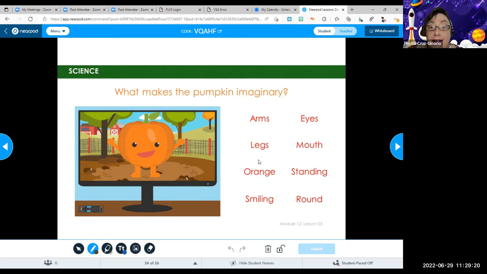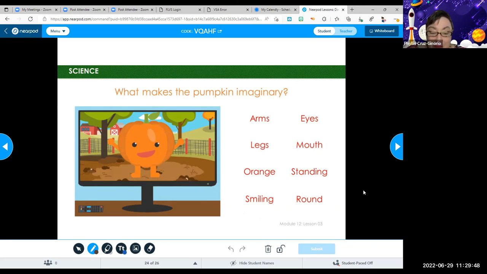Legs. Do pumpkins have legs? How about the next one? Orange. How about the last one? Smiling. Okay, let's do the other column. Eyes. Mouth. Standing. And the last one, round.